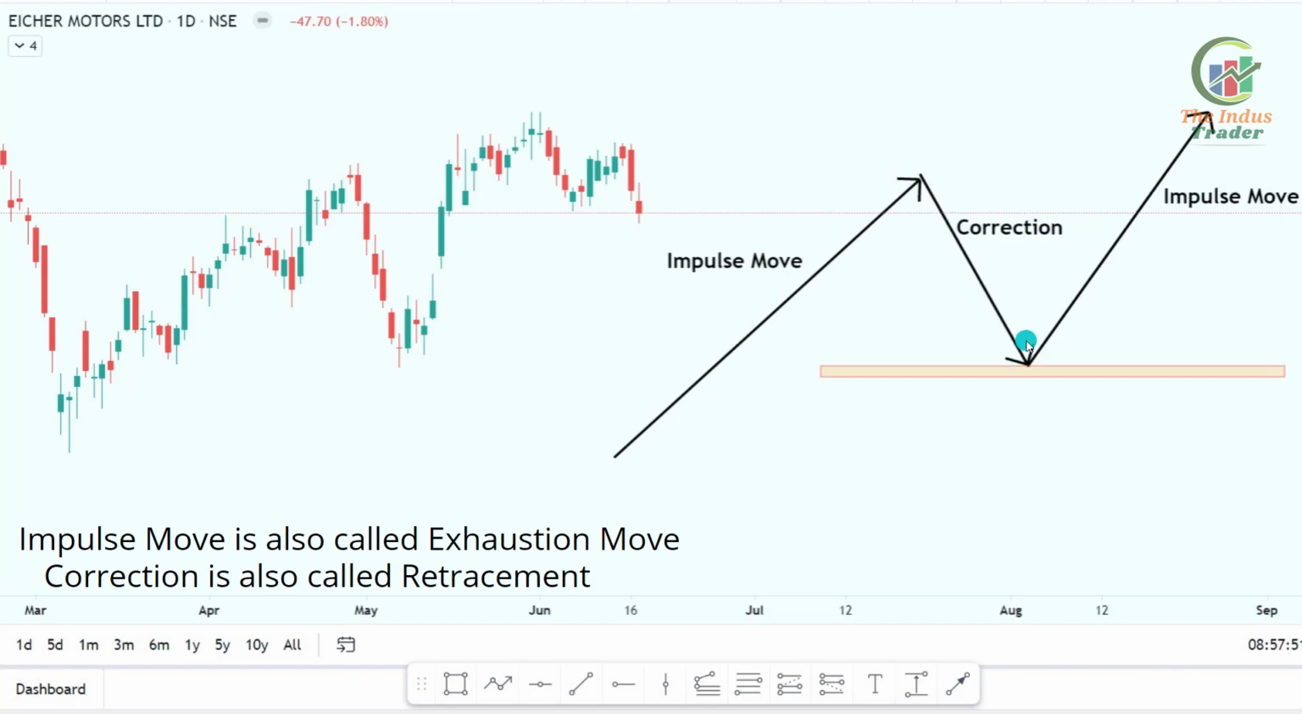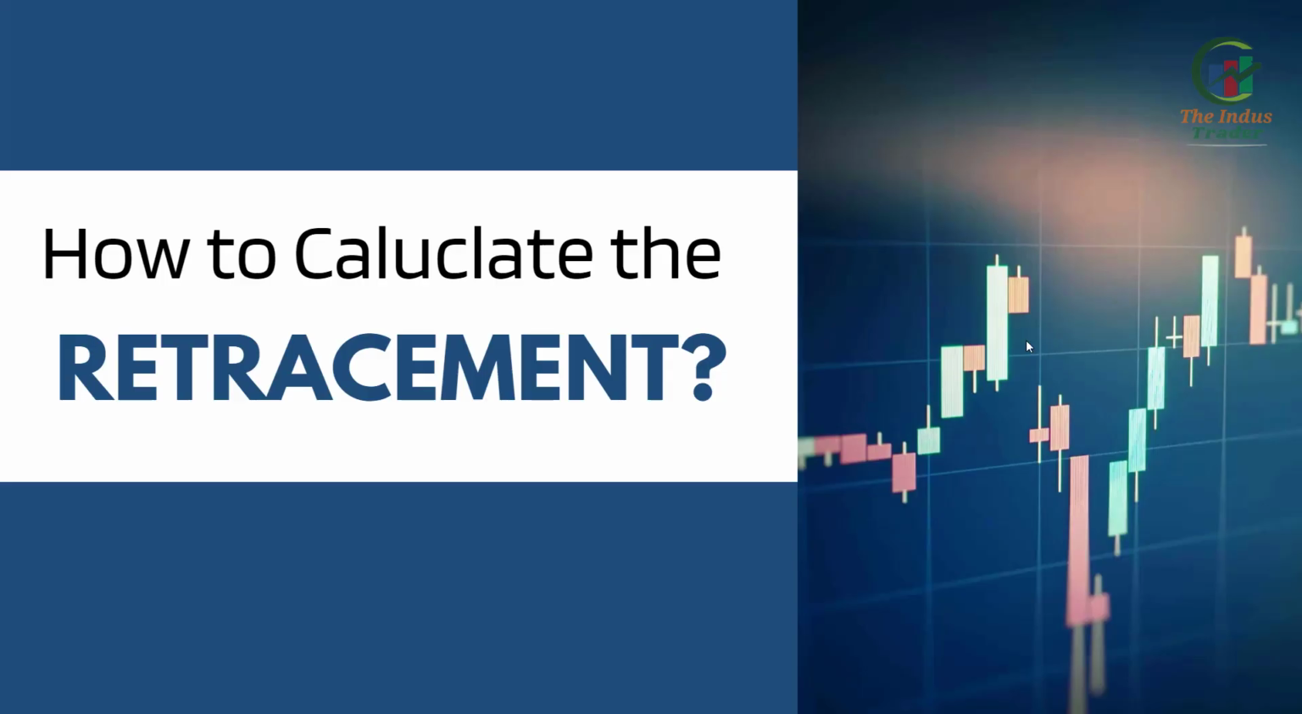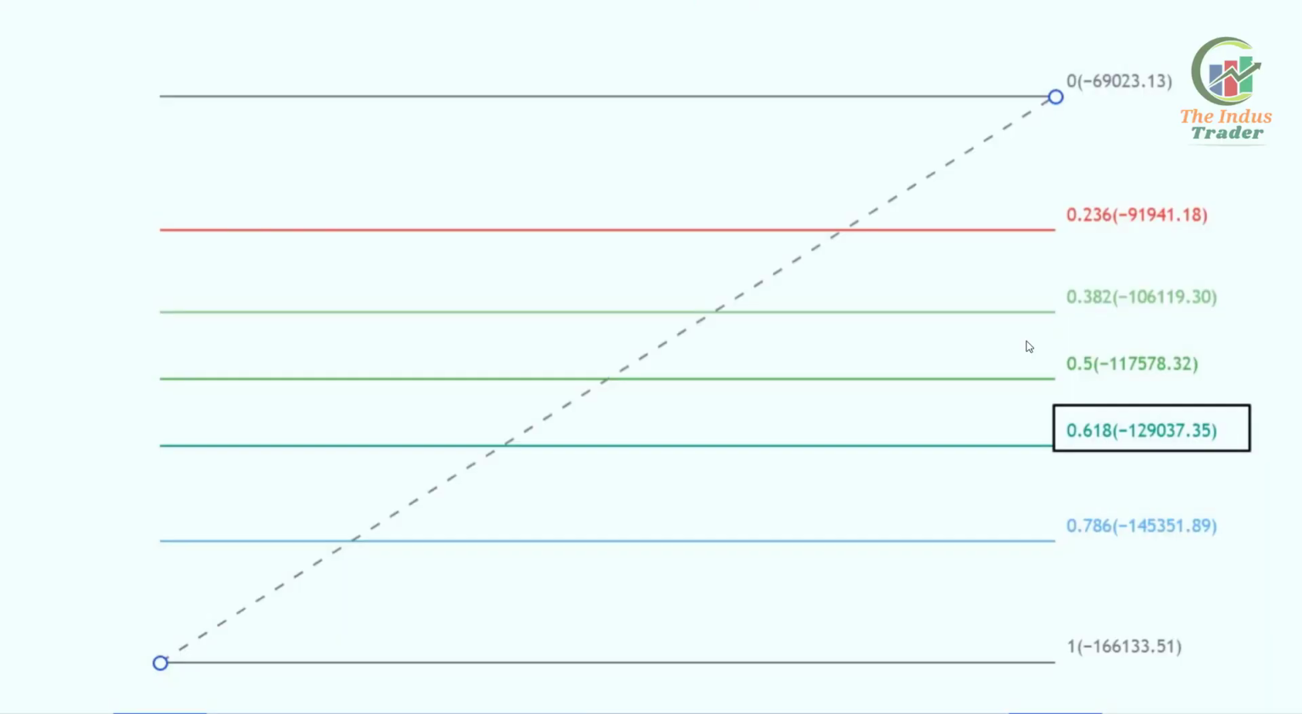So the point is clear. We have to take the entry in the correction or retracement. We should not take entry in the impulse. So the million dollar question is how to calculate the retracement. Obviously you might also get this doubt, so not to worry, let's go and see how to calculate the retracement.